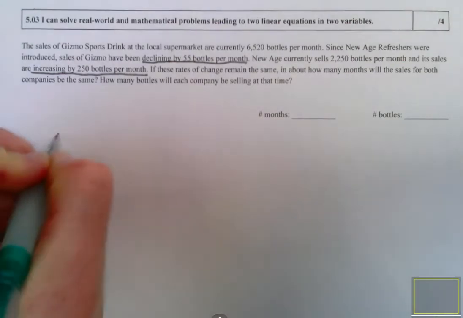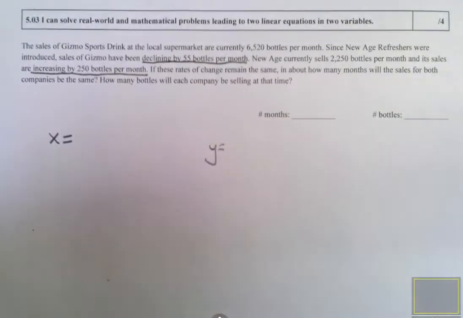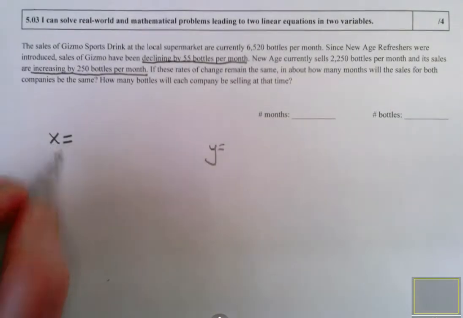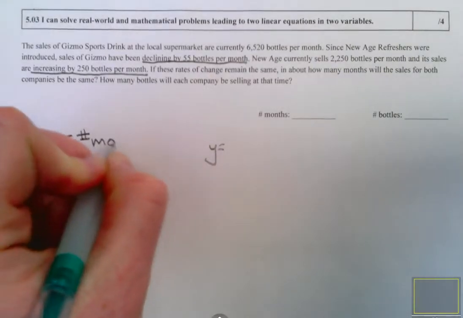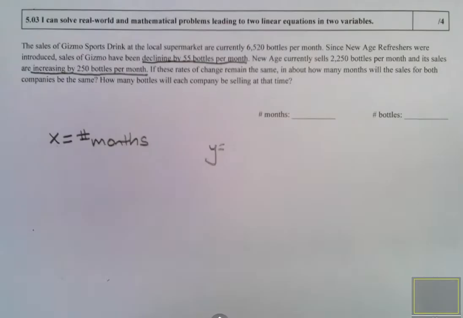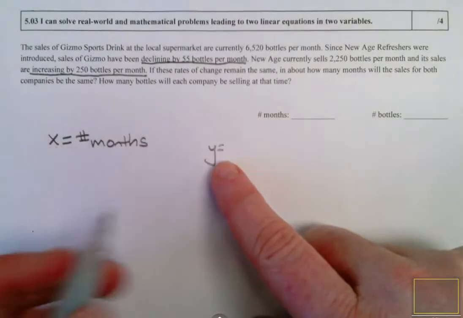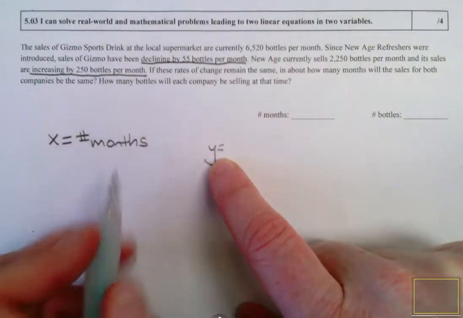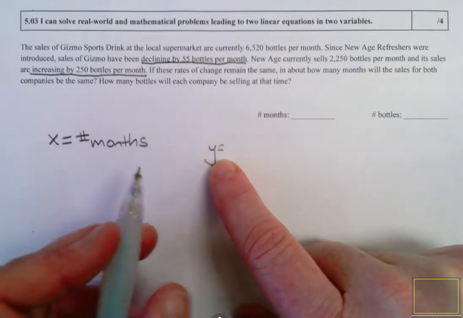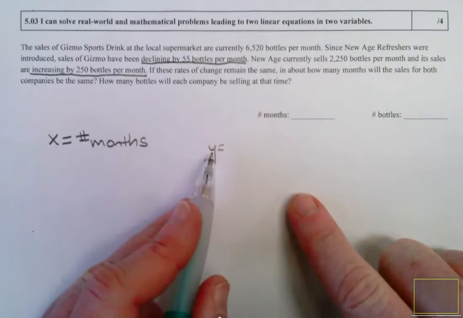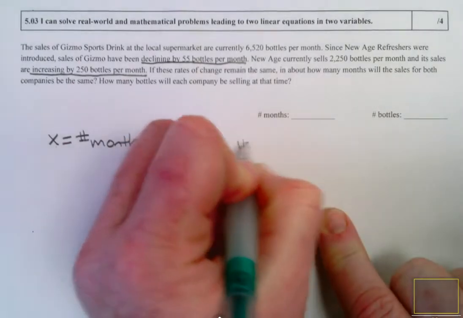Okay, so let's see here. We're going to have x and we're going to have y. x is going to be the number of months that pass, because that's what's changing, okay? Or that's what's driving the number of bottles, right? As months pass, the number of bottles changes. So y is going to be number of bottles sold.